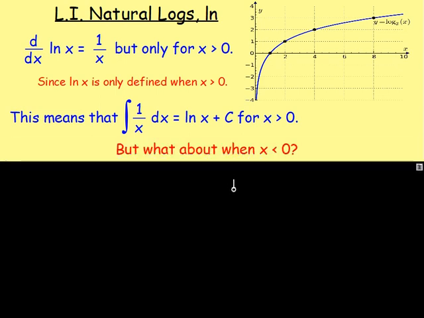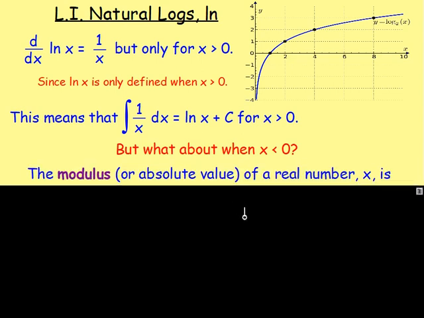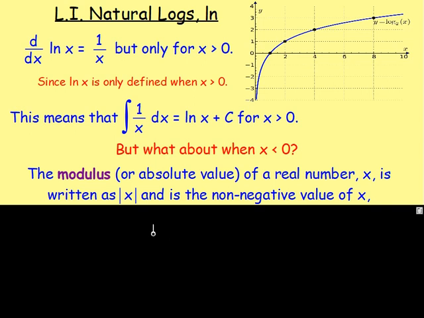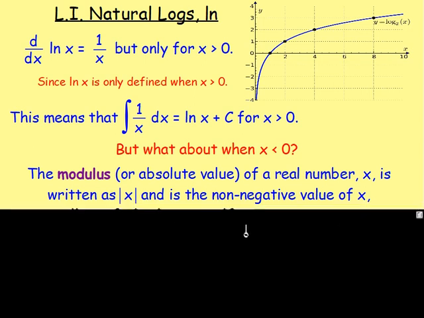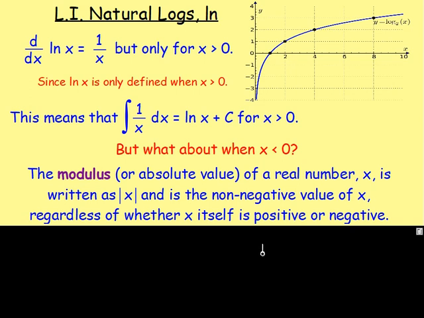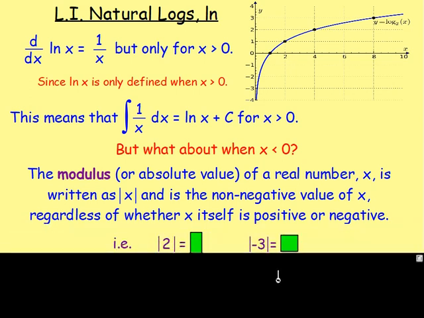However, what you're thinking is, what happens when x is less than 0? What do we do? Well, you need to think about something that is known as the modulus, or the absolute value of a real number. That is denoted by the modulus signs around it. It's these two vertical lines around your number, and it's the non-negative value of whatever x would be, regardless of whether x itself is positive or negative.